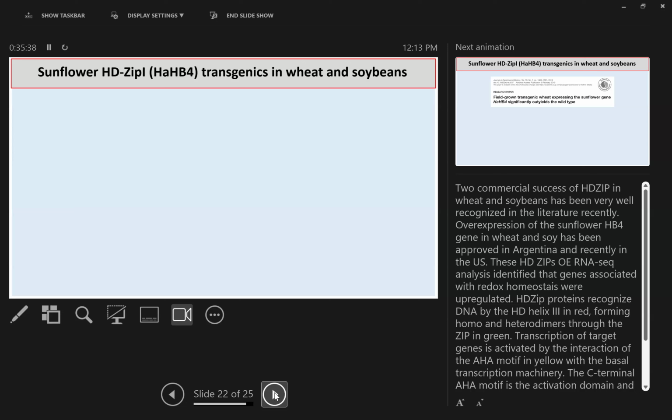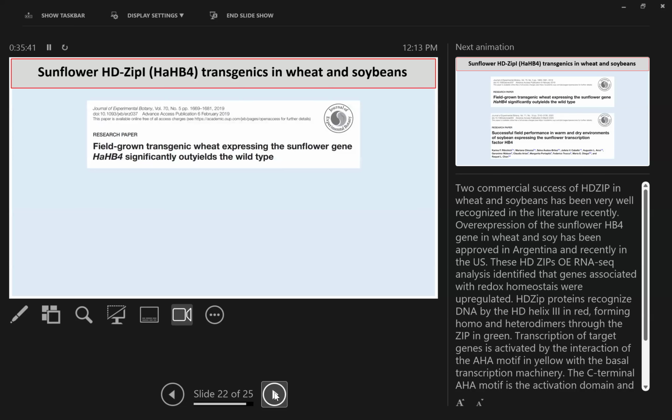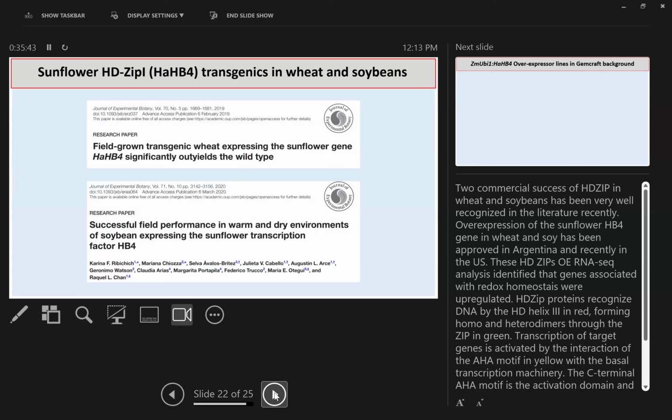There are two wonderful papers that came out. One is in wheat, where they expressed HAHB4, the sunflower version of this HB4 transcription factor. They did seven years of field study at 37 different locations. This was a study in Argentina, and it is now approved to be grown in Argentina. I think recently it was also approved to grow in the US.